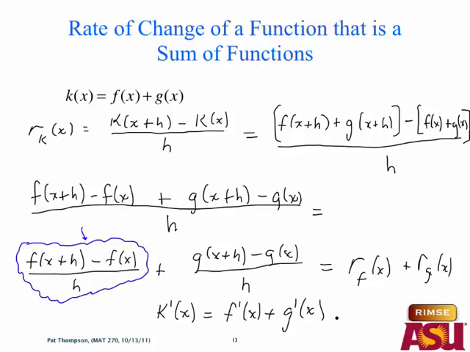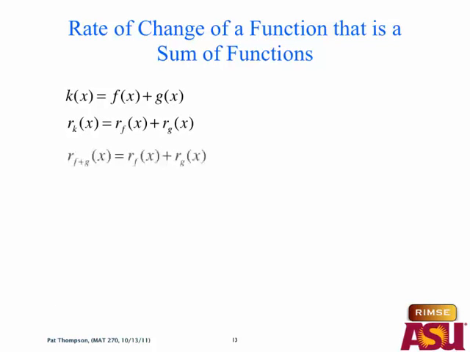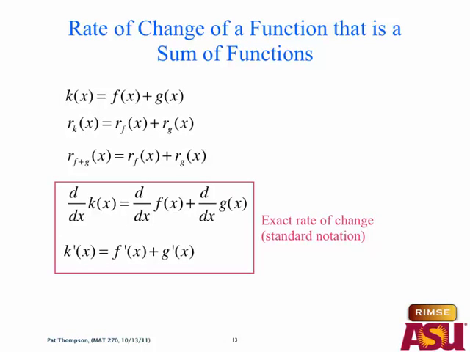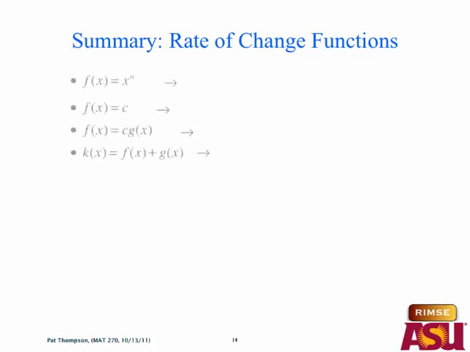Okay, questions on that? So here are all these different ways to write that. They all mean the same thing, and those are in terms of derivative, the exact rate of change. Okay, so here's our summary. Here are the 4 rules we've learned so far. If you have x to the n, what's the rate of change? n x to the n minus 1.